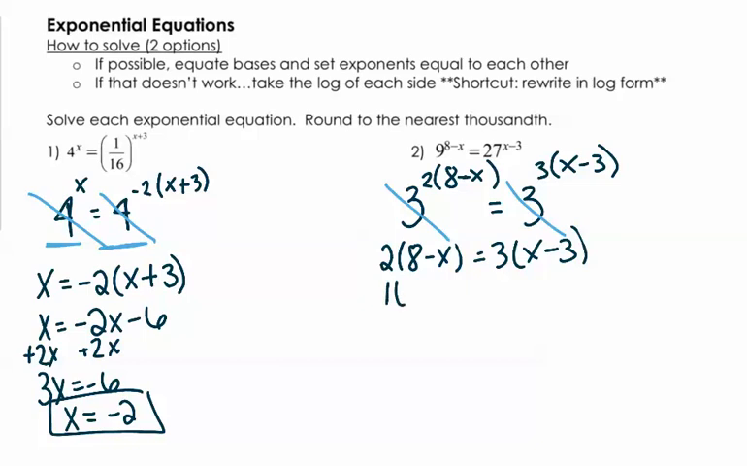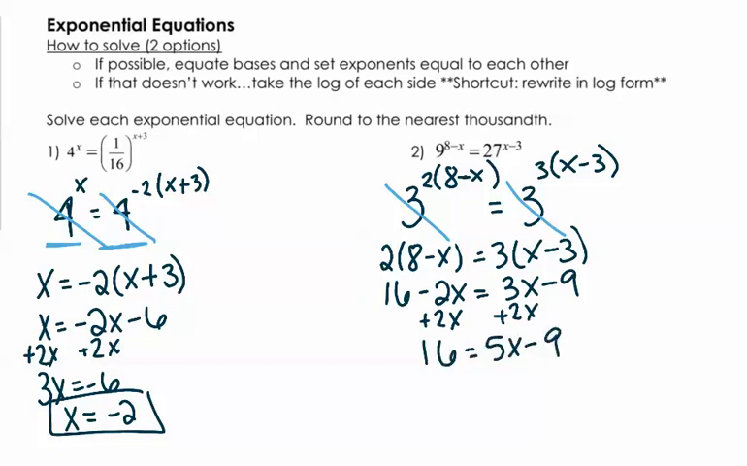Distribute the 2 on the left, 16 minus 2x. Distribute the 3 on the right, 3x minus 9. So now I'll go ahead and, I don't know, add 2x to each side. That seems nice because I'll keep my x's positive, but you know how to solve things like this. So 16 equals 5x minus 9. Go ahead and add 9 to each side. So 25 equals 5x, which means 5 will equal x. And those problems are easy peasy.